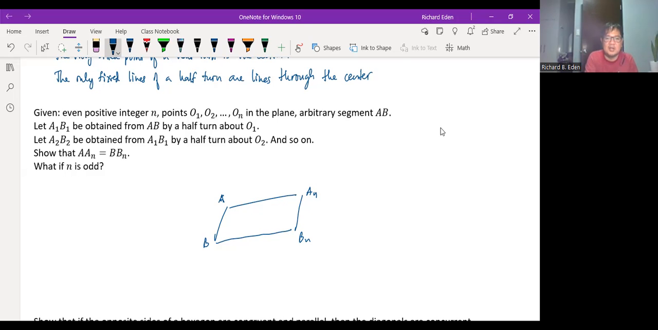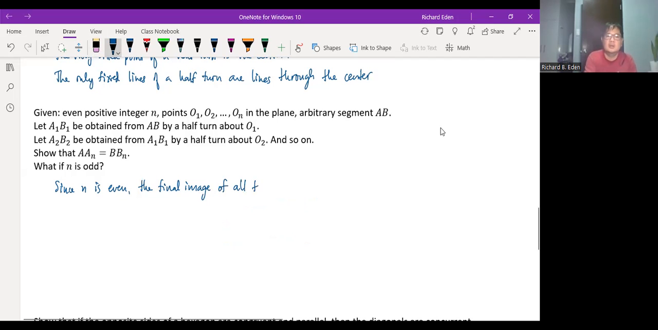All right. So let me write down the argument. Since n is even, the final image of AB after doing these n half turns is A sub n B sub n, which must be a translation.